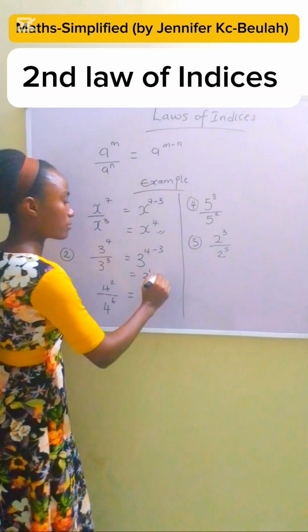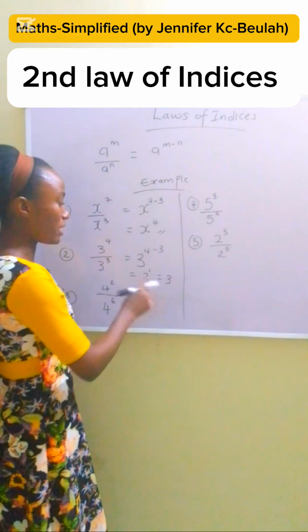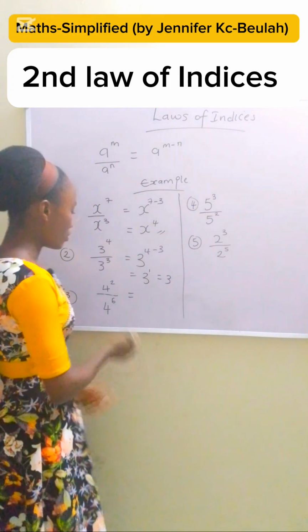N raised to the power 1 is 3. The answer is 3. So we have the last one.